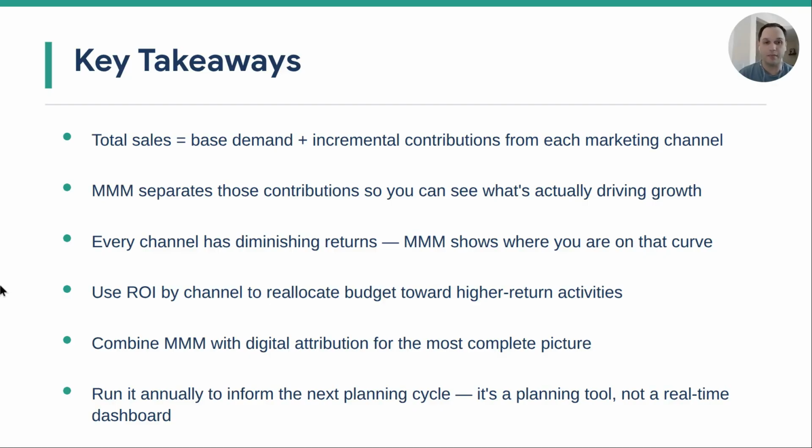Combine MMM with digital attribution to get both the broader channel view and the campaign level detail. They're complementary, not competing. And run it annually, feeding the results directly into your next budget plan. Get this right, and you stop guessing about what's working and start knowing.